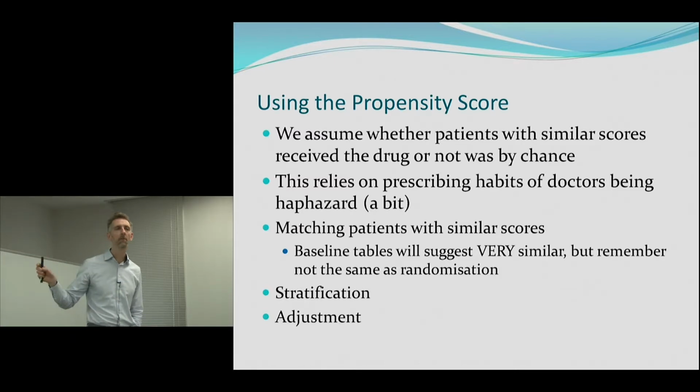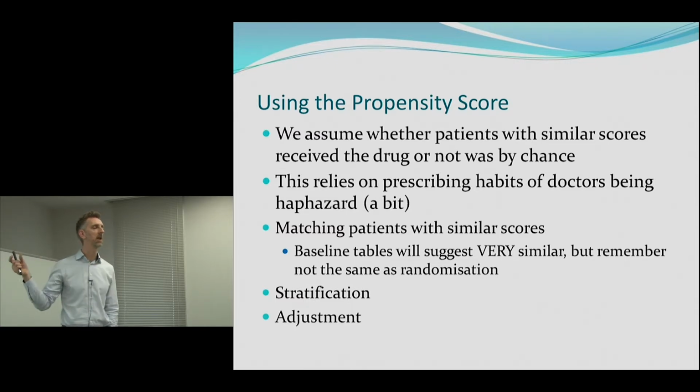What's really important to remember is if I match and my baseline Table 1 shows them being very similar to each other, we have to remember that it's not the same as randomization, and that patients could still be very different from each other on factors that we didn't include in the propensity score and that we don't know about. Okay?